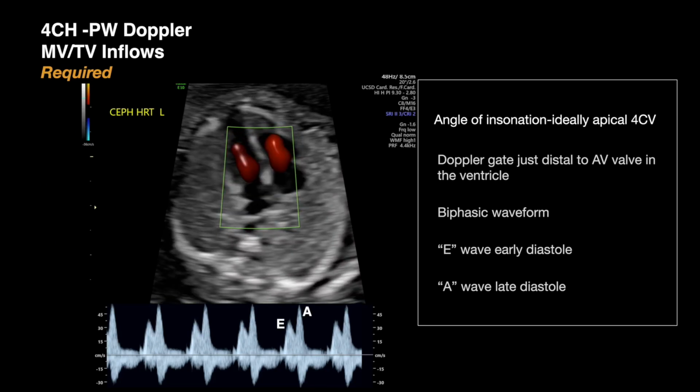We also are required to be recording the valves, or interrogating the valves, mind you, with pulse Doppler. So again, angle of inclination is ideally going to be in your apical four-chamber view because you're coming in parallel with the flow. So you want to place your Doppler gate just distal to the AV valve within the ventricle. You're going to go ahead and pulse both of these valves and record the waveform below. So your E wave represents the early phase of diastole or the passive filling, and the A wave represents that atrial kick or late diastole. So your E wave should be smaller than your A wave on your waveform.